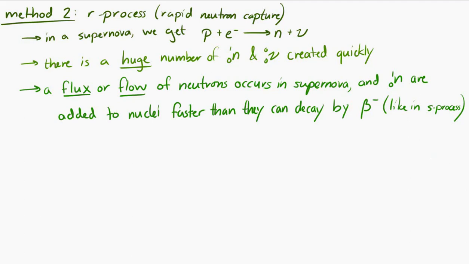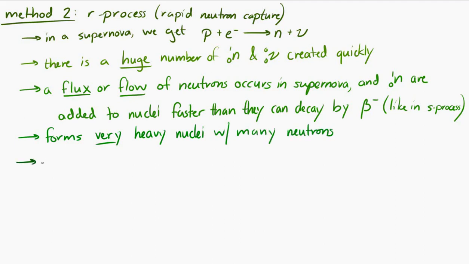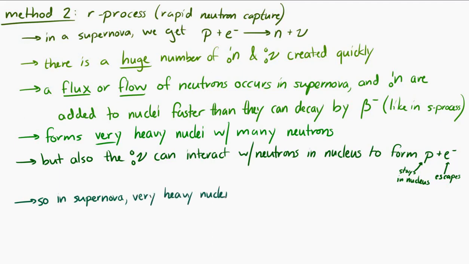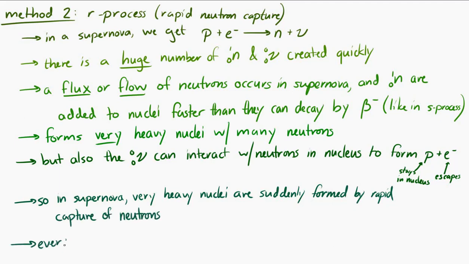So what we get is very heavy nuclei are formed with many, many, many neutrons. But there are also a lot of neutrinos. So this strange reaction can happen where a neutrino and a neutron can combine inside of a nucleus to form a proton and an electron, and the electron escapes. So very suddenly, in these supernovae, very heavy nuclei of all sorts are formed by rapidly capturing neutrons. And everything heavier than bismuth-209 is created in this way, and that includes radon, uranium, and other elements.